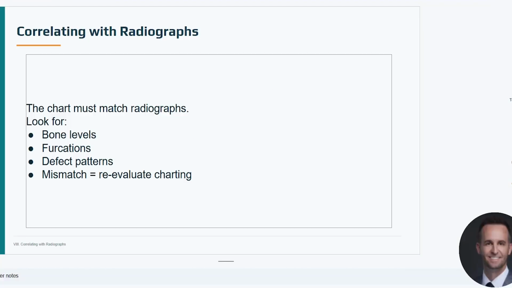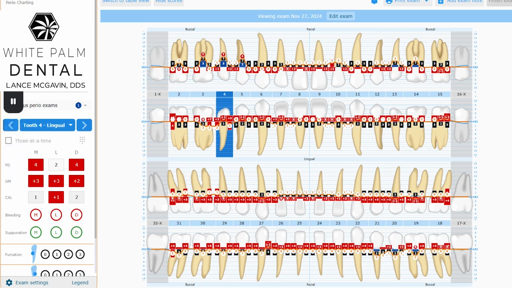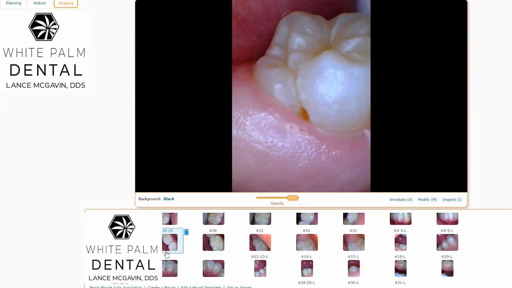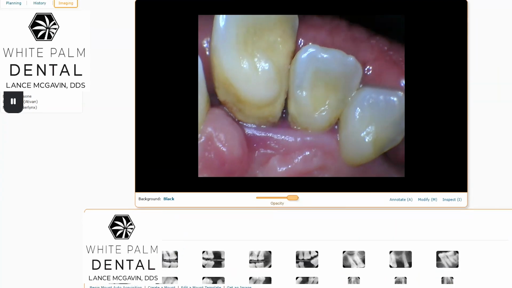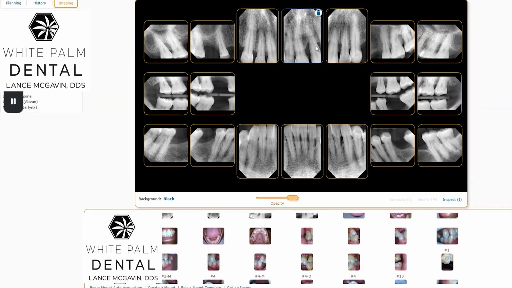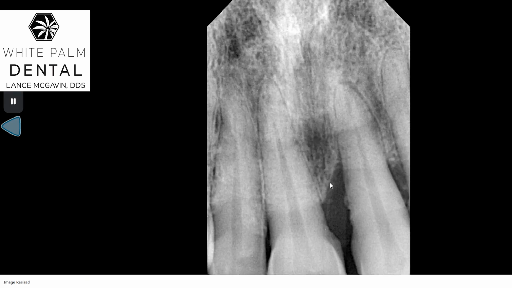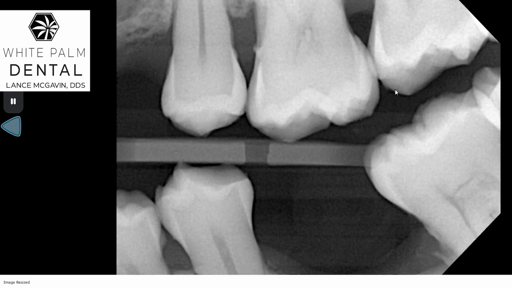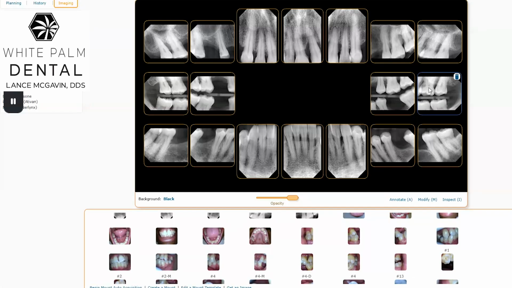So again, the chart must match the radiographs. We're looking for those bone levels, furcations, defect patterns. If there's a mismatch, reevaluate. So if you're looking at these x-rays and there's an obvious mismatch here, you've got this big defect and your charting shows that they're a healthy, normal patient, you need to go back and double check your work. You need to doubt yourself before you doubt the x-rays, because look at this.